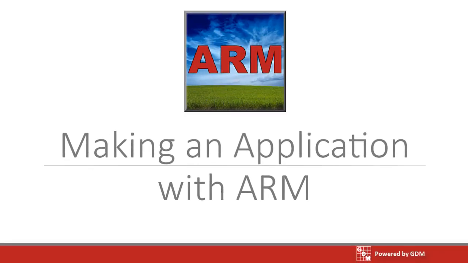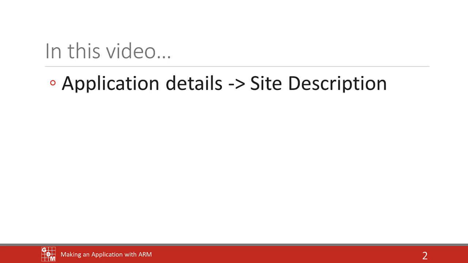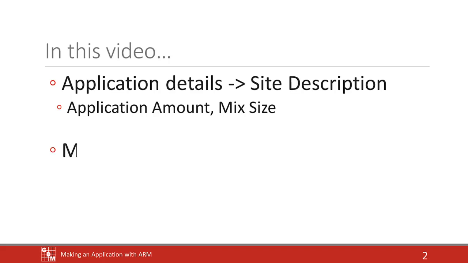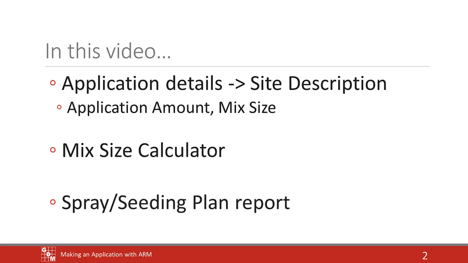In this video, we discuss how to plan and document treatment applications in a trial. We will explore the site description tabs that are used to fill in application details, especially the application amount and mix size values. We will also use the mix size calculator and the spray seeding plan report to calculate the exact amount of product to measure for each treatment application.